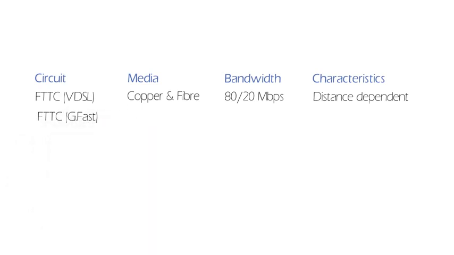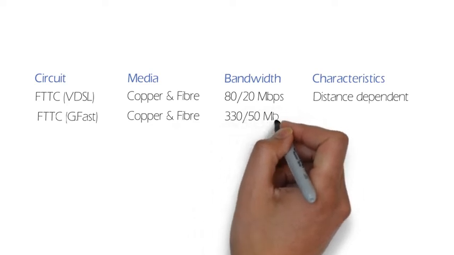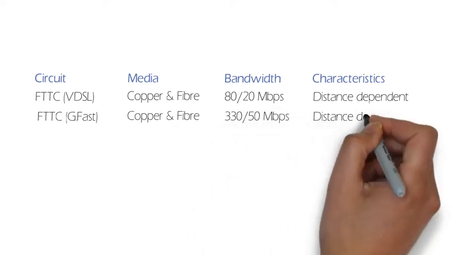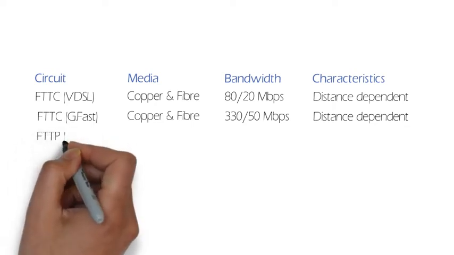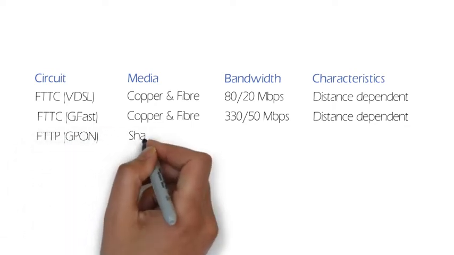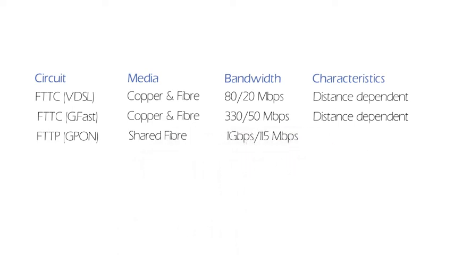Fibre to the cabinet based on G-fast technology is very similar, but does give higher bandwidth if you are close enough to the cabinet, up to 330 down and 50 up. Fibre to the premise is based on GPON technology and uses fibre throughout the journey. It can deliver bandwidth up to 1 gigabit per second down and 115 megabits per second up, but is also shared infrastructure, so likely to get congested at busy times.